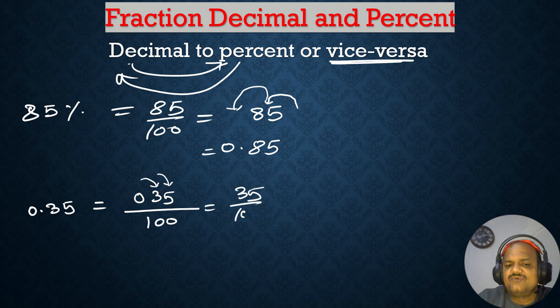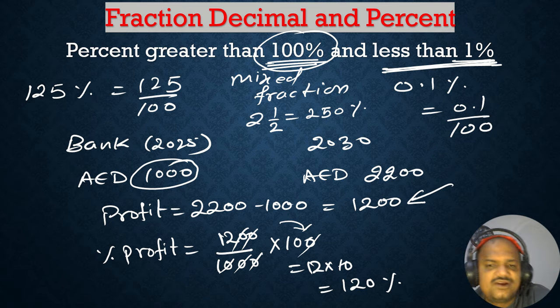Okay. Here I forgot to tell you one thing. Whenever you have percent greater than 100, it will always be a mixed fraction. Mixed fraction means it will be like this, 2.5. So it will be 250%. Okay. Just you see how I got 250%.